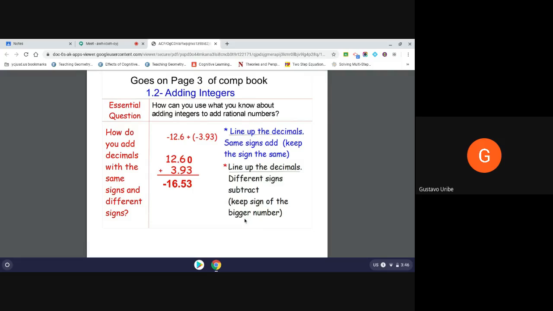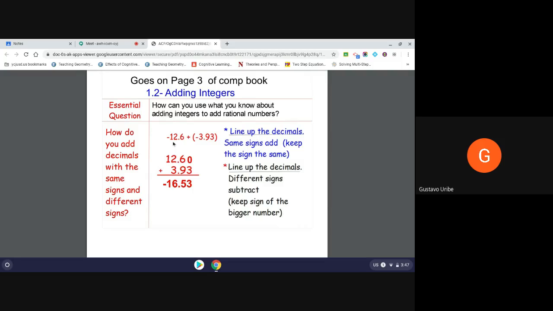And we'll get more in depth on this as we go on, but it's something that we're going to be utilizing throughout the whole school year. And this is actually never going to go away. You're going to use it from now in math until you graduate high school. And if you go on to college, you're going to keep using this rule. It's same signs add. And when they add, you keep the signs the same. Different signs subtract. And when you subtract them, you keep the sign of the bigger number.